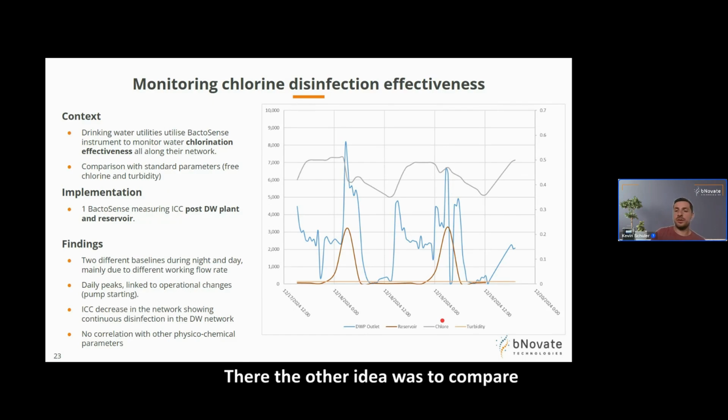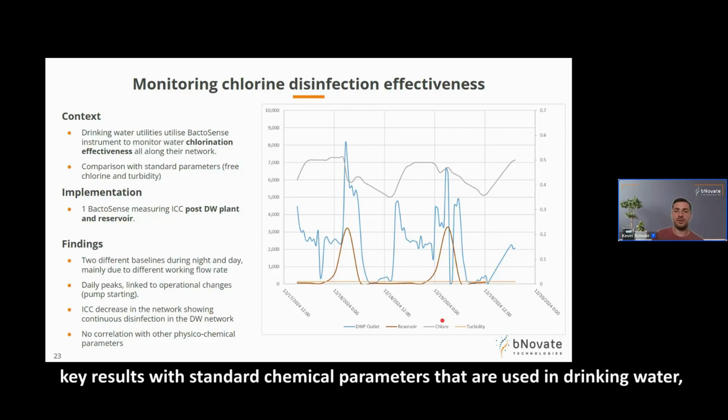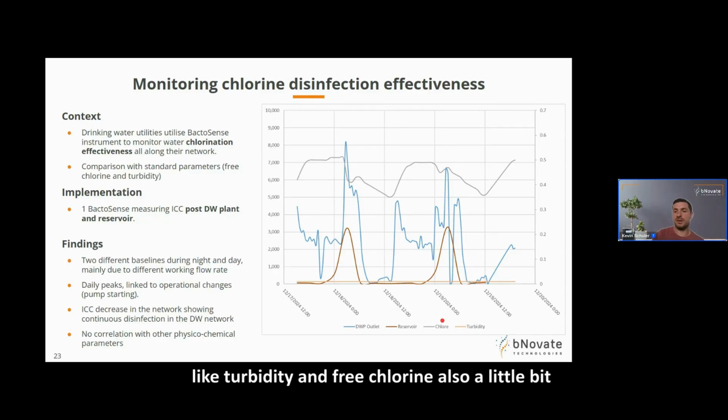The other idea was to compare these results with standard physical-chemical parameters that are used in drinking water, like turbidity and free chlorine, also a little bit of pH that is not shown there, but was also compared. So as I said, the setup was one BactoSense at the drinking water outlet, and then one BactoSense in the reservoir, monitoring over time.